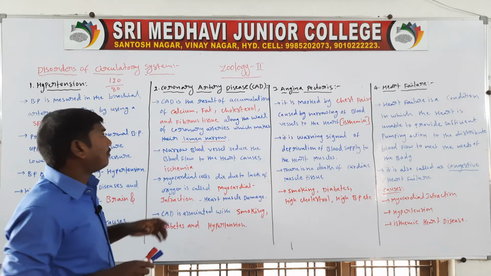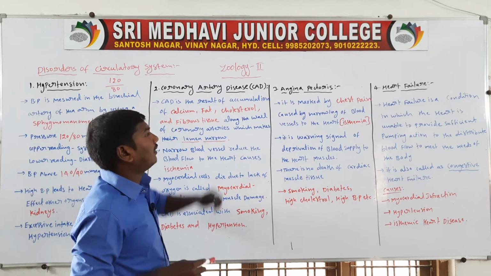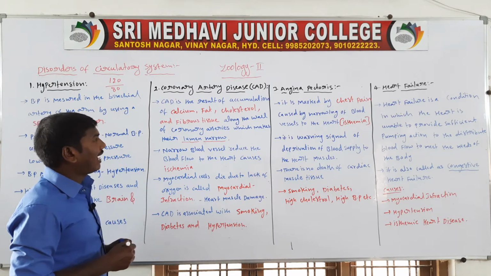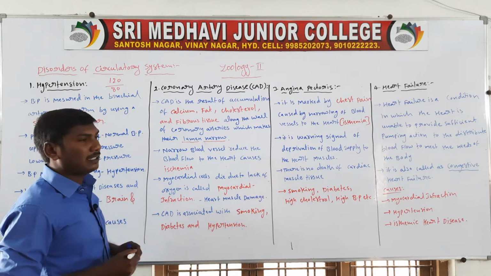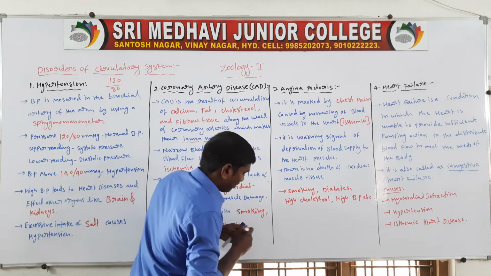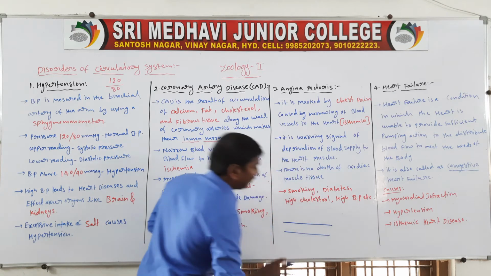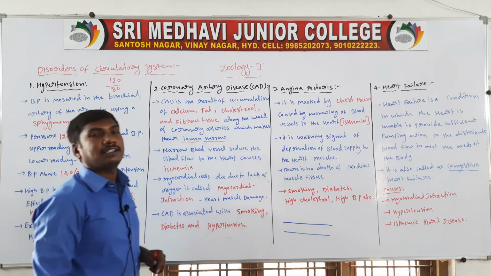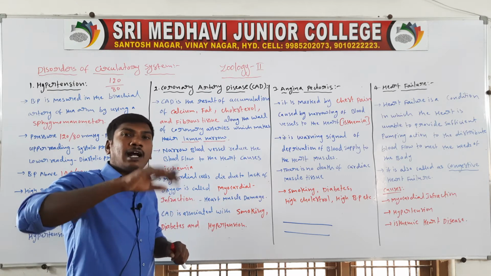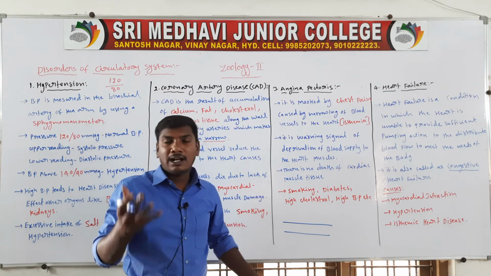Coronary artery disease is a result of the accumulation of calcium, fat, cholesterol and fibrous tissues. For example, these are the coronary arteries, which carry blood pumped from the heart.